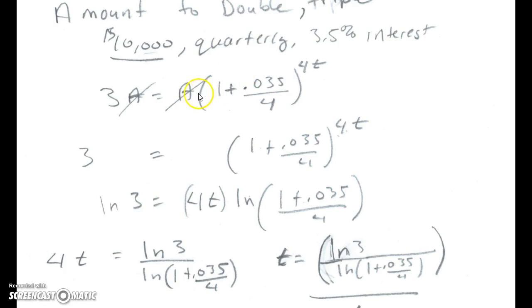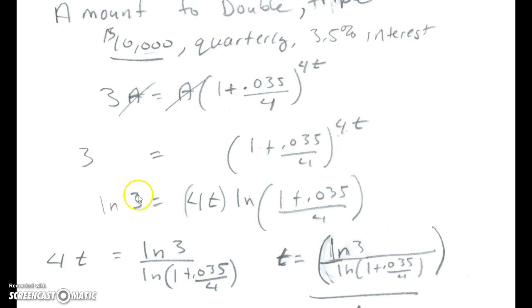Now this is what I have: I want an amount to triple, and it's a 10,000 account at 3.5% annual rate compounded quarterly. So I've got my growth rate of 1 plus 0.035, the rate in decimal form, divided by 4, to the 4t, since it compounds 4 times a year. What's the time for this to triple? I just plug in A and 3A. The A's cancel out because you just divide both sides by A. And I get 3 equals 1 plus 0.035 over 4, to the 4t.